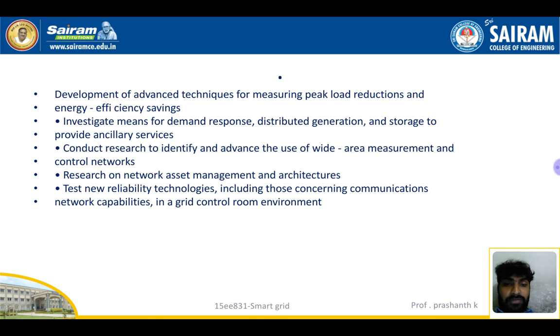Investigate means of demand response. Distributed generation, I told you, right? Distributed generation: in our college we have an integration of distributed generation. We have a 212 kilowatt solar power plant, and we are giving power supply to the power stations, like substations, to the government. Conduct research to identify advanced use of wide area measurement, control networks, research on network assets management also.